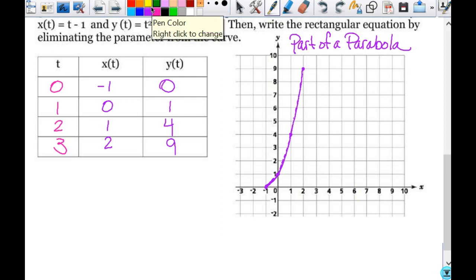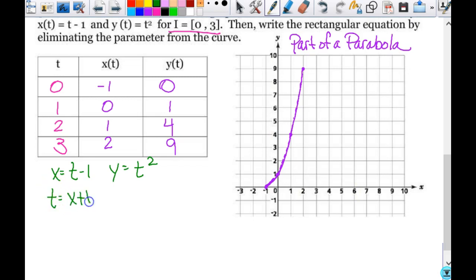So instead of writing it as x of t, I can just write x equals t minus 1 and y equals t squared. So if I have that, do you see how I could do some substitution here? In order to do some substitution, I'd have to solve one of these two for t. Which one you want to solve for t? X. Me too. I wouldn't want to do that one, right? I'm going to do this one. So when we have this and we solve it for t, we get t equals what?